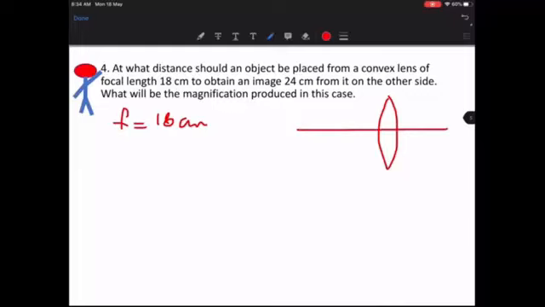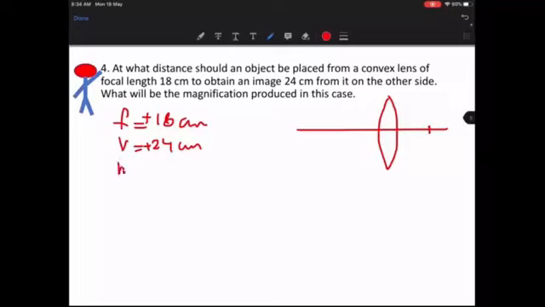So you are given 18 centimeter. Now this focal length, whenever any numerical value is given to you, please write positive or negative. So this is going to be positive because focal length is going to be on the positive side here. You are also given your V, which is 24 centimeter, which again is going to be positive because in this case of a convex lens, the image is always formed on the other side.